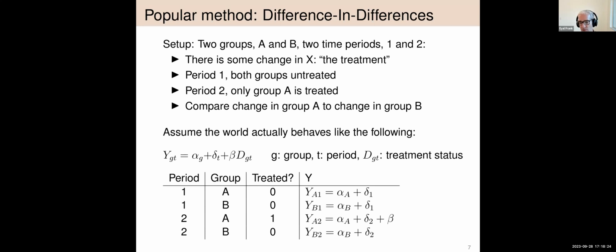You'll see that there's a lot of similarities here. Each one is getting the respective group parameter. Each one is getting the relevant time period effect. And only group A in period 2 is also getting beta, the effect of this treatment, of this shock, which only turns on in the second period and only turns on for the group A.